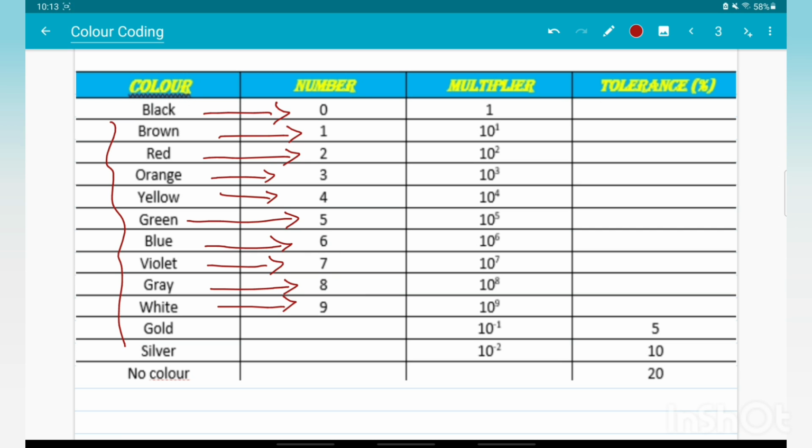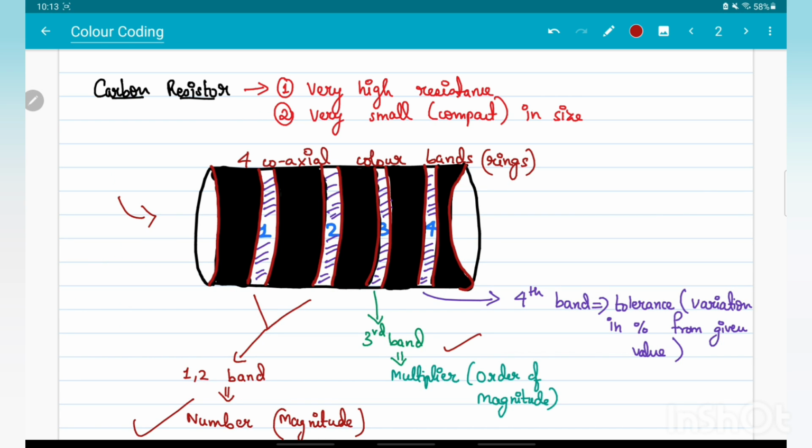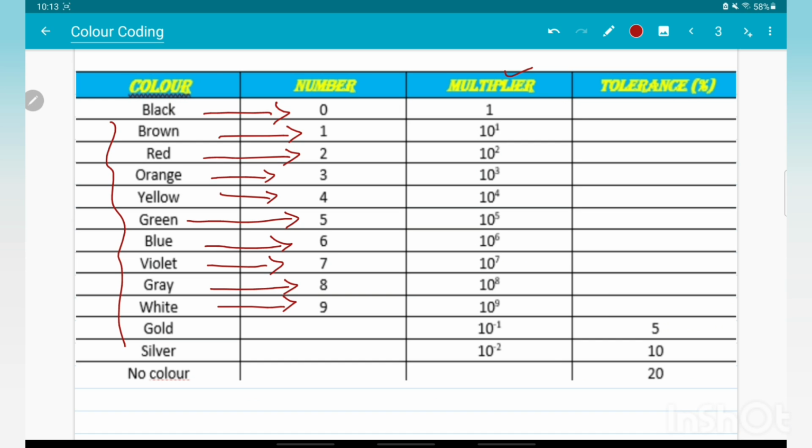Then comes the multiplier. In this carbon resistor, for the first two bands we have to take the number of the color. So for the first two bands you have to take the particular number of the color. Now the multiplier is for the third band. The third band color will tell you the value of the multiplier.